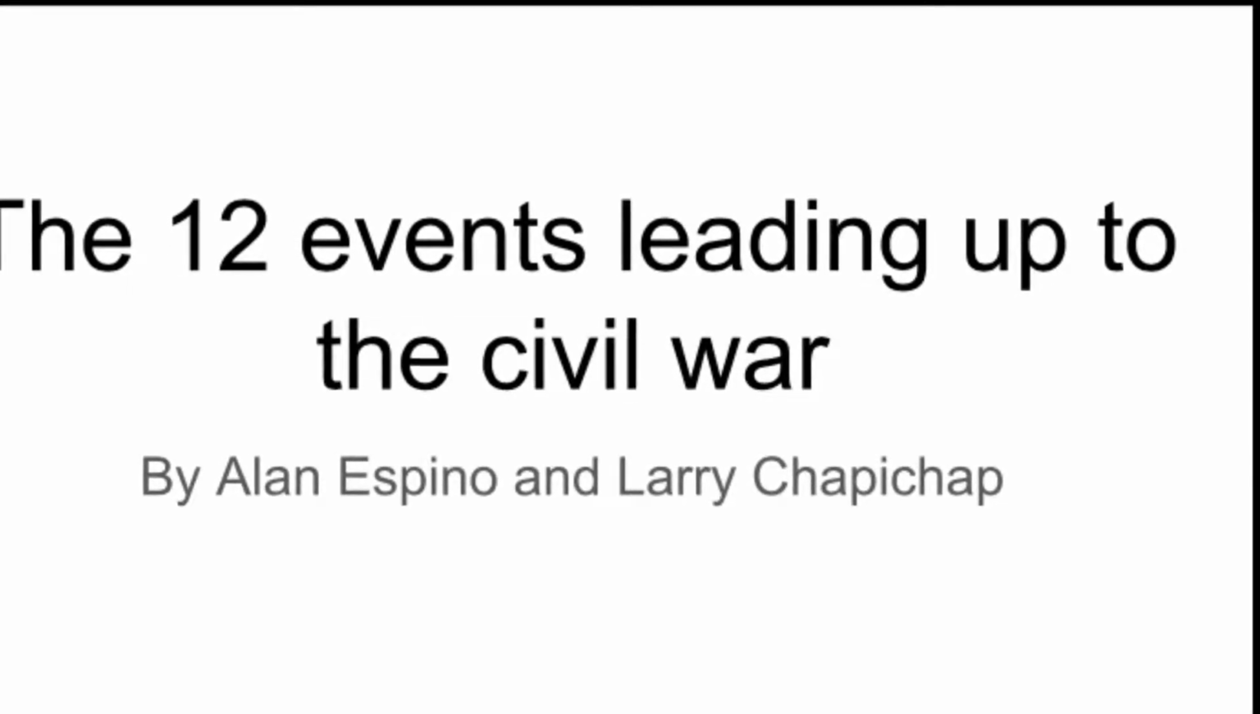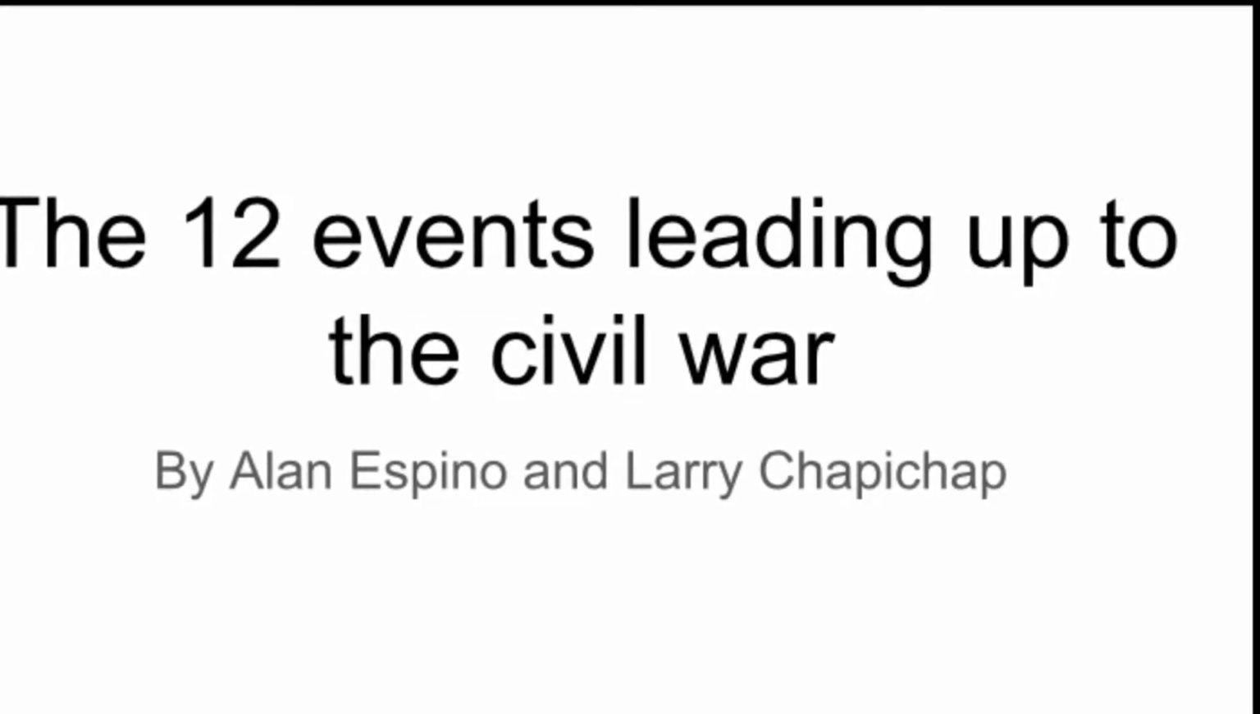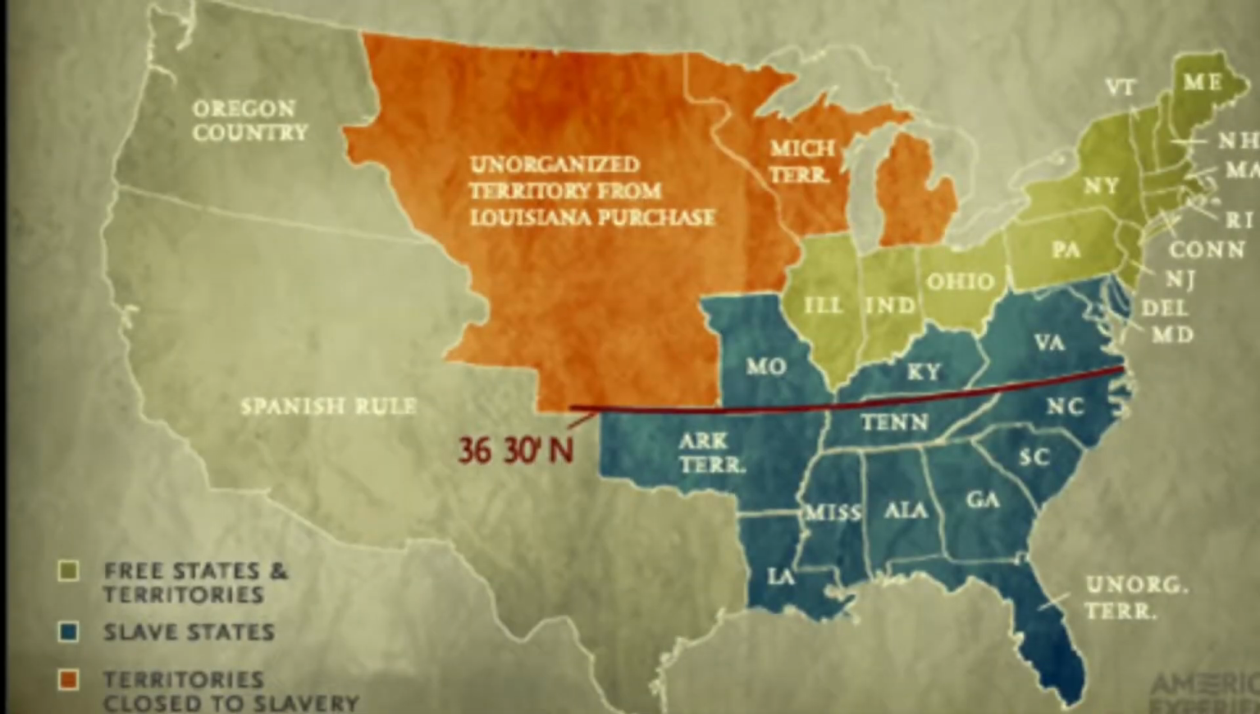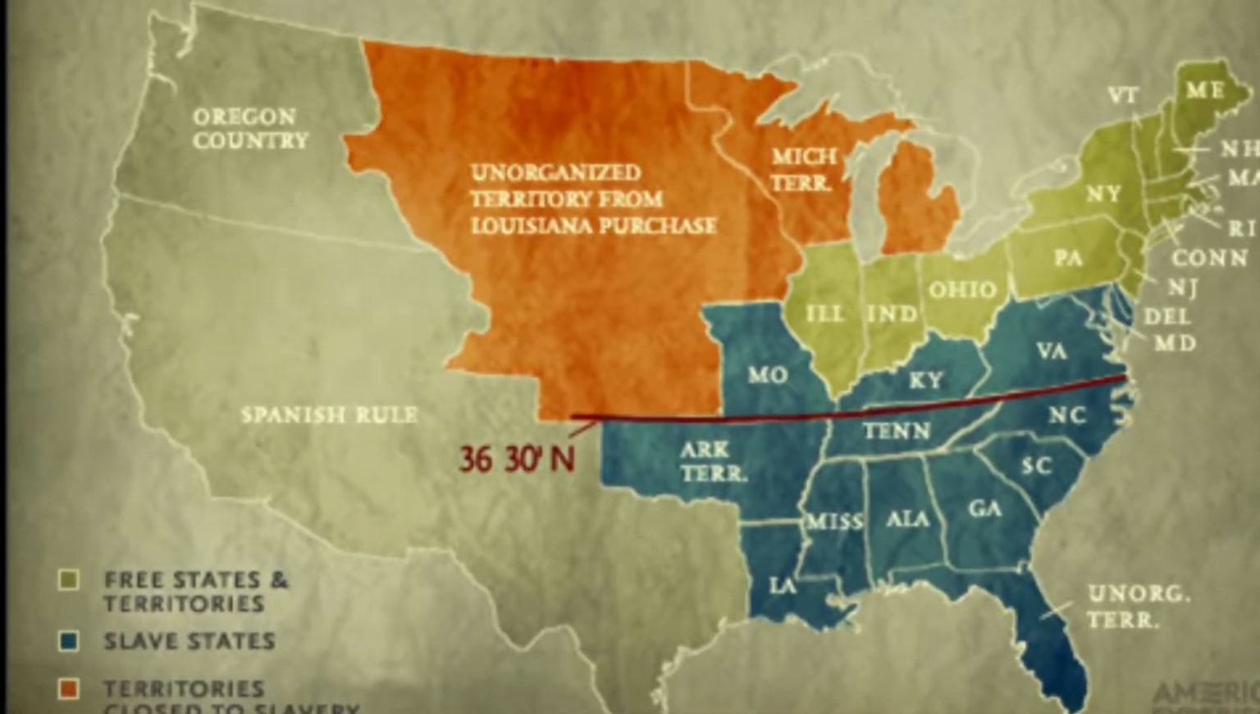These are the 12 events leading up to the Civil War, done by Alan Espino and Lester Chappie Chap. The Missouri Compromise of 1820.